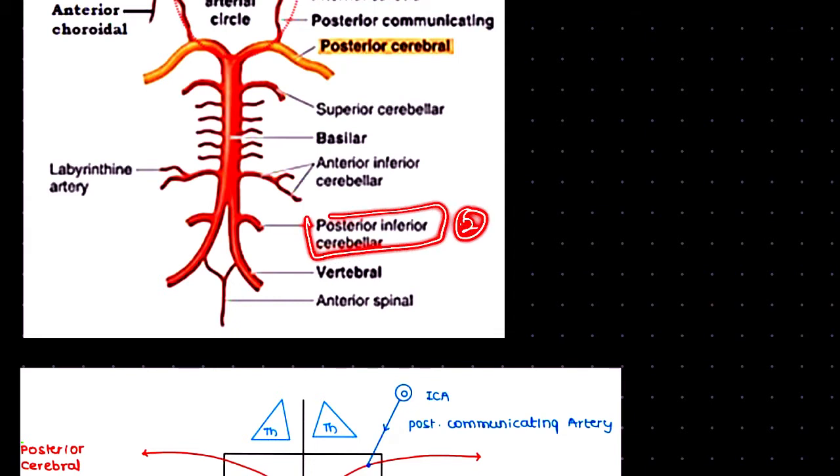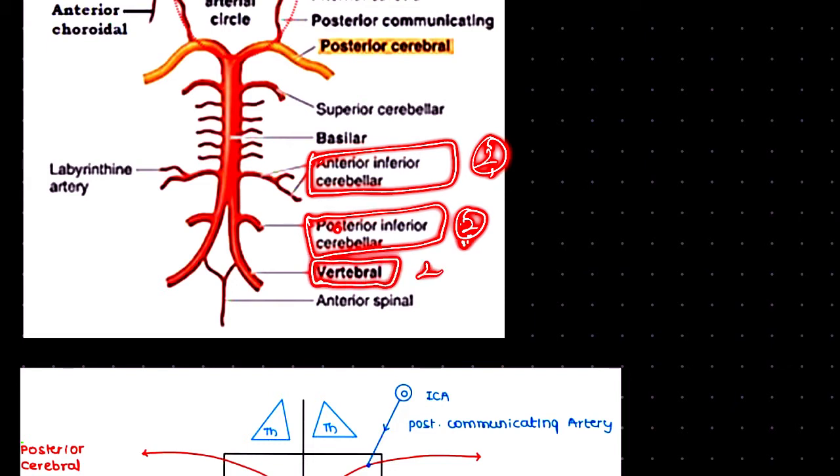Similarly, it is also supplied by the anterior inferior cerebellar arteries. These are 2 in number, so we have 4. Now the vertebral arteries are also 2, and they also supply the medulla oblongata. Similarly, the anterior spinal arteries are also 2 in number, right here and right here. These also supply the medulla oblongata.